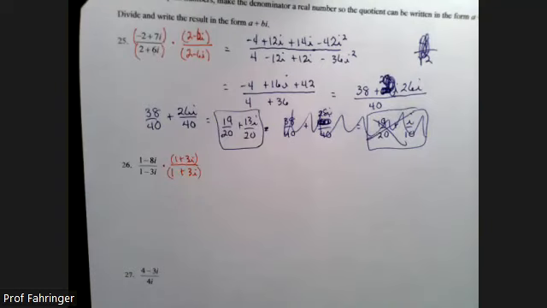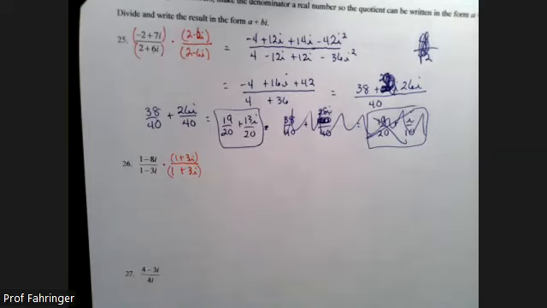Can we redeem ourselves with number 26? That's correct. I have 19 over 20 plus 13i over 20. All right, good. I wasn't really going to move on until somebody checked. Good to know. We're not doing 28, by the way, so if you want to go down and cross that one out, that's fine.